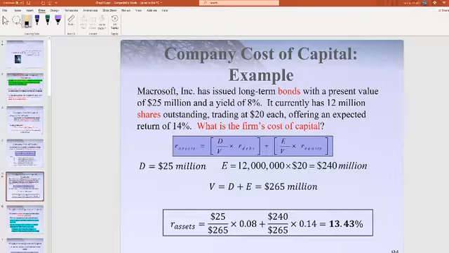Now R of debt, the required rate of return of debt. You read the question again. Debt is a bond, so we have it here in the question: 8%. For equity it is 14%. The answer will be 13.43. This is how we calculate the WACC.